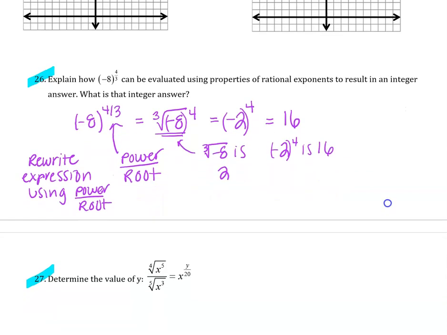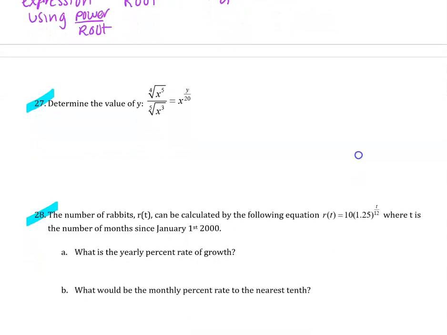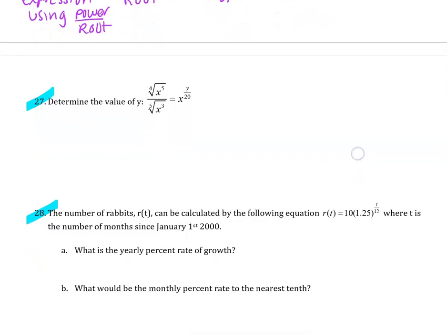Okay. Determine the value of y. Okay, so my first instinct when I look at problems like this where I have mixed representations of numbers is how can I get them to look alike? I'm going to try and rewrite everything in terms of fractional exponents. So I can rewrite this numerator as x to the 5/4 and the denominator as x to the 3/5.